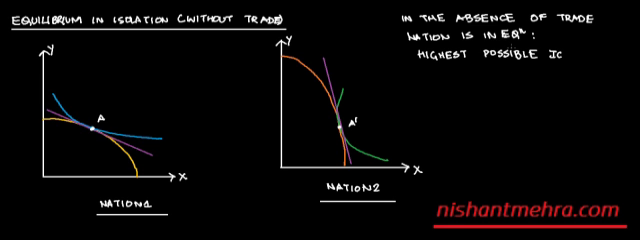The nation reaches the highest possible indifference curve given its production frontier. So your PPF is not changing, but actually what you are doing is this. Nation is asking, is this the highest possible indifference curve? No, you can go still further. Is this the highest possible indifference curve? No, you can go still further, and so on and so forth, and it reaches this point.